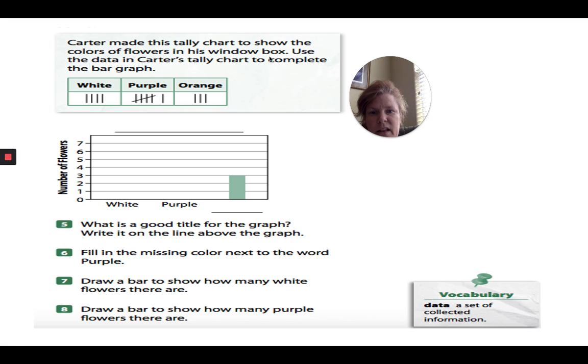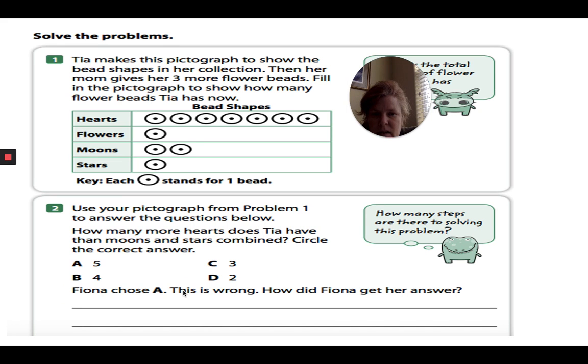Carter made this tally chart to show the colors of flowers in his window box. Use the data in Carter's tally chart to complete the bar graph. So you're going to use this. They did this one for you. So they have white, they have purple. What's left? This would be orange right there. And there's 3. They already did that. So you're going to do purple and white and then answer your questions.